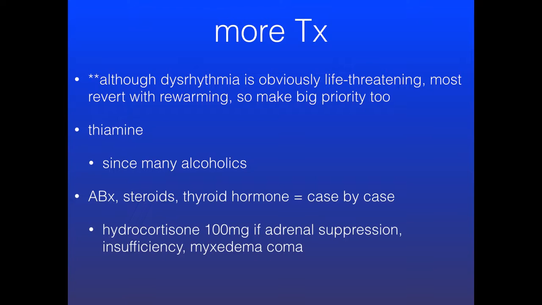Just remember to make rewarming the patient your second big priority if they are also in a dysrhythmia state. Remember to think about giving thiamine to your patients. When it comes to antibiotics, steroids, thyroid hormone, etc., hydrocortisone, think about that on a case-to-case basis.